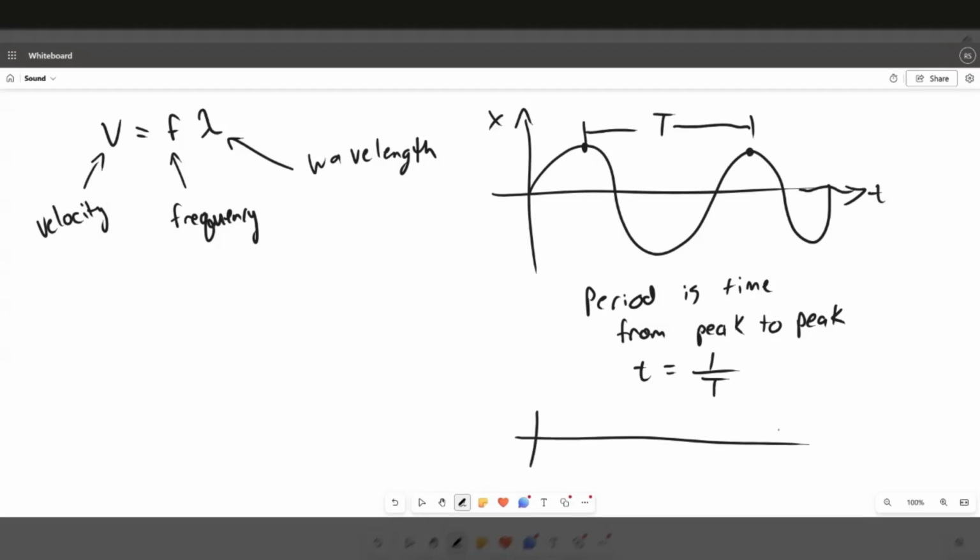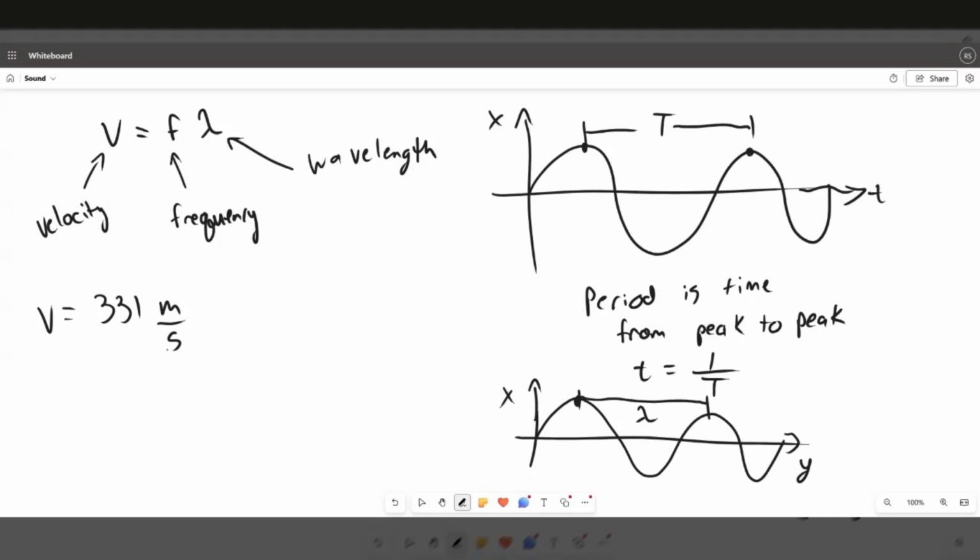Then if you look at a position versus position graph, the distance from peak to peak on a position graph would be your wavelength. So the wavelength and the frequency are just two different ways to measure characteristics about the wave. And it turns out when you multiply them together, you'll get the velocity of the wave. So typically what we'll do, let's say the speed of sound was the 331 meters per second that we had previously.